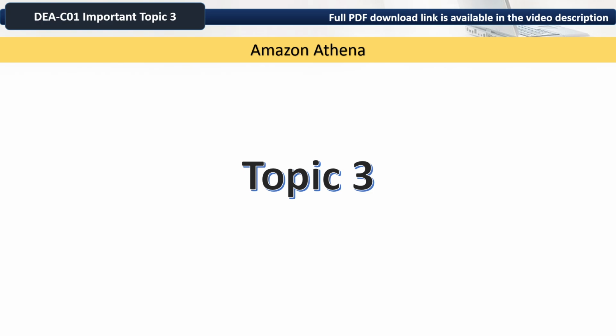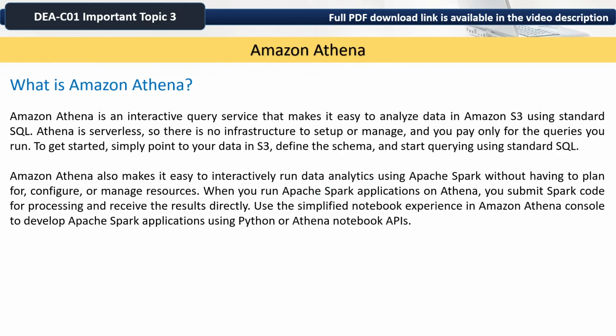To the third topic, Amazon Athena. What is Amazon Athena? It is an interactive query service that makes it easy to analyze data in Amazon S3 using standard SQL. Athena is serverless, so there is no infrastructure to set up or manage, and you pay only for the queries you run. To get started, simply point to your data in S3, define the schema, and start querying using standard SQL.